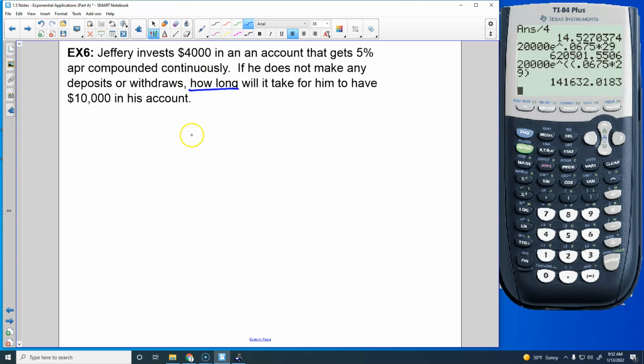So we're going to have 4,000 e to the rate, which is 5, so that's going to be 0.05. And t, we don't know. That's our variable. We want to know when this will equal 10,000. So over here, we're going to put 10,000.